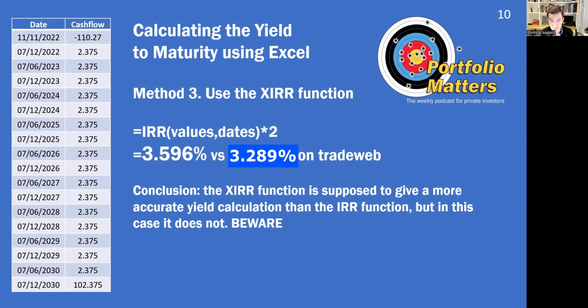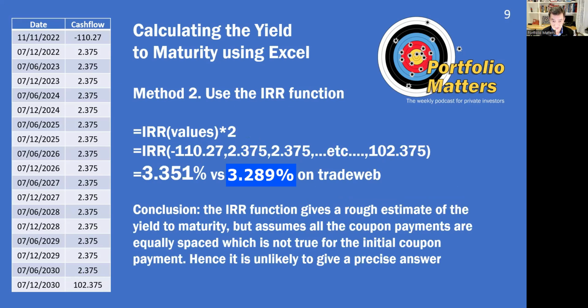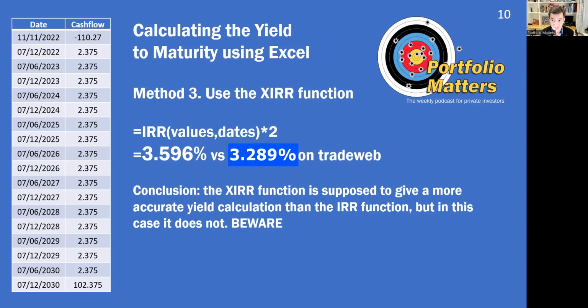So method 3 is to use the XIRR function, which also uses the dates in the table on the left. Now that should give you a more accurate calculation, but it doesn't. Actually, feeding those numbers into Excel, you get 3.596%, which is less accurate than using just IRR.